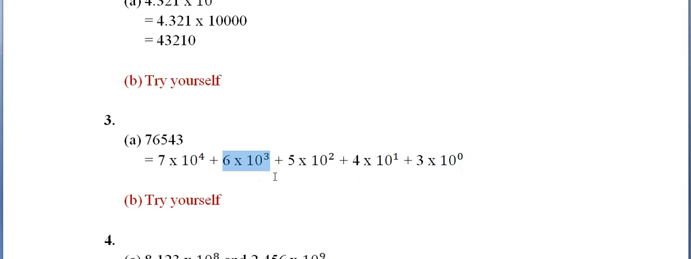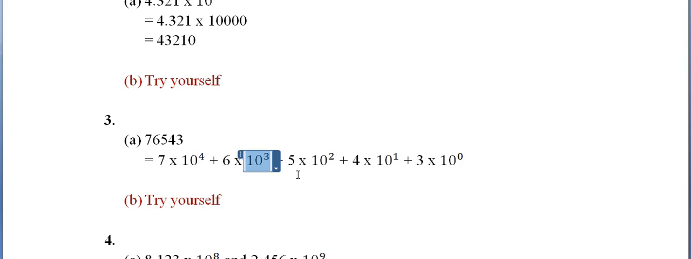Now you must express them in the exponential form. This 7 is in the place of 70,000, and that is 7 times 10,000. This 10,000 has 4 zeros, so it is 10 to the power 4. Very simple. Now this 6 is lying in the place of thousands, so 1000 has 3 zeros, so into 10 to the power 3.